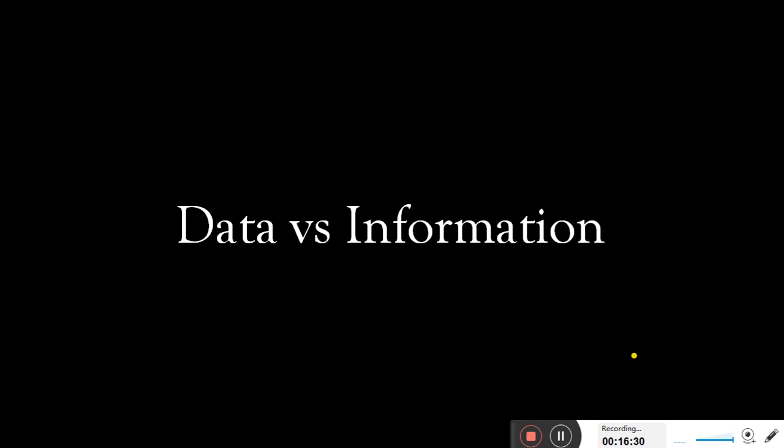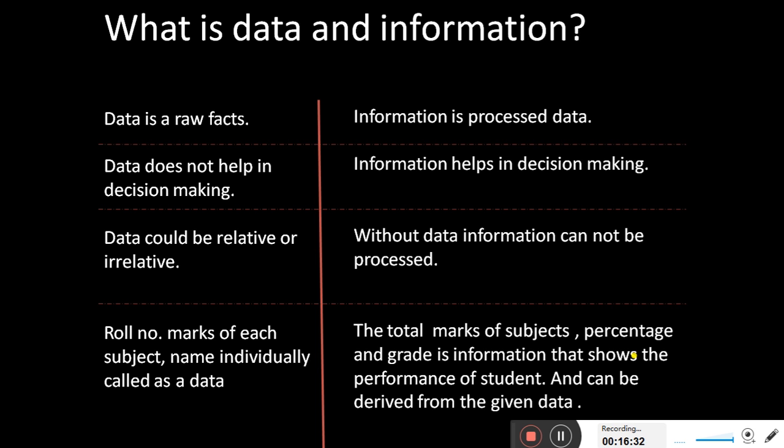Next we have seen data versus information. We have seen the difference between data and information. What is the difference? First difference is data is the raw fact and information is the processed data. Whatever data we have collected, we have processed that data to get the information. Correct? Second, data does not help in decision making. You cannot take a decision based on the data. And information helps in decision making. You can make a decision based on the information, right?